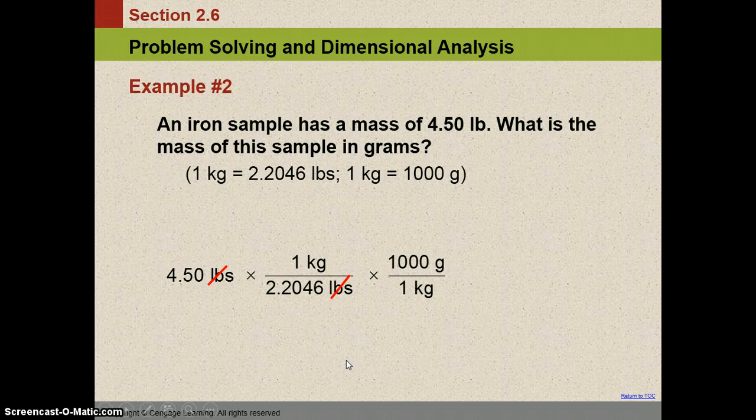The next thing is I want to take kilograms and change it to grams. So there are 1,000 grams in a kilogram, so I can put kilograms on bottom again to be able to cancel out the kilograms. Now it's time to do the math portion of it.